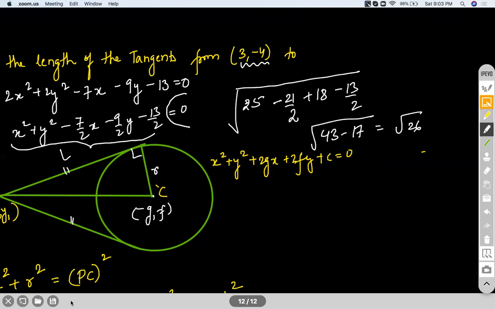Okay. Next concept that we are going to talk about is the equation of the chord of contact.